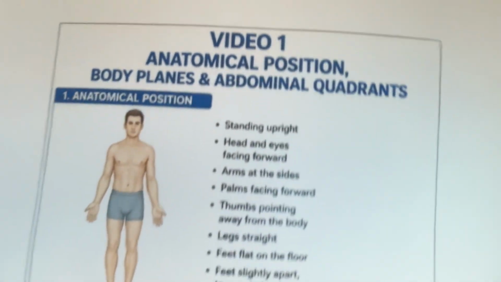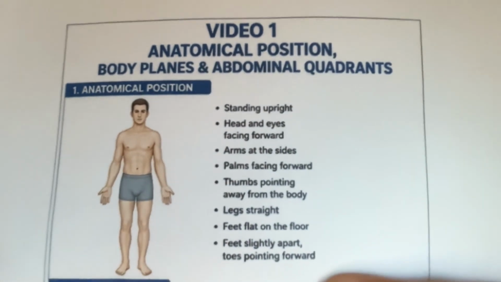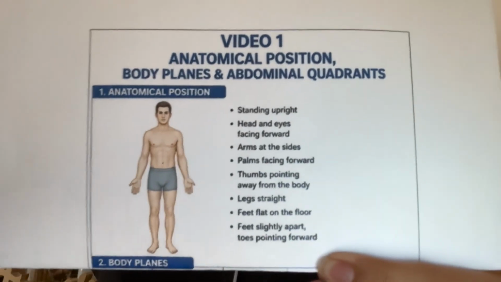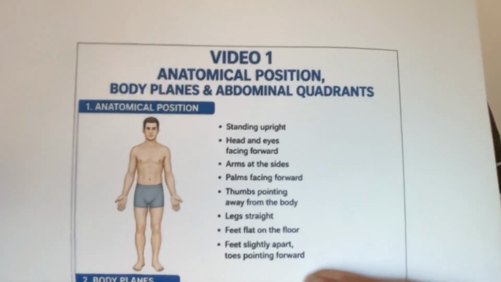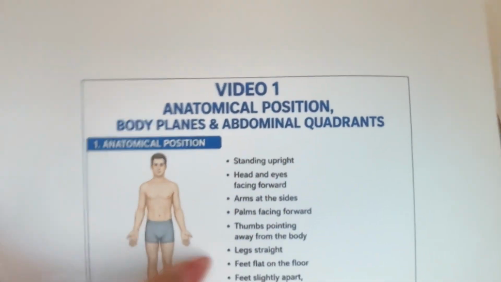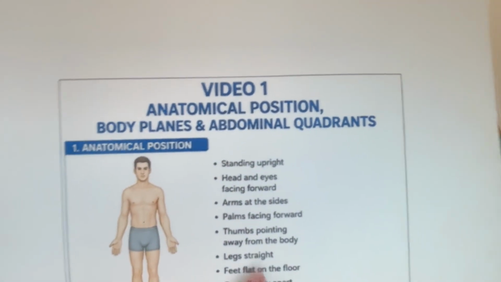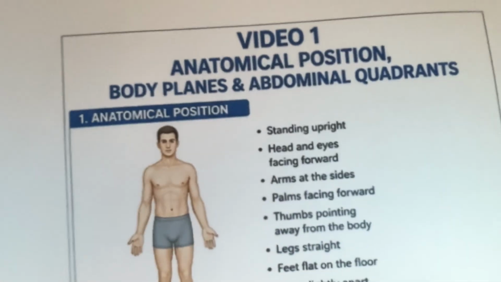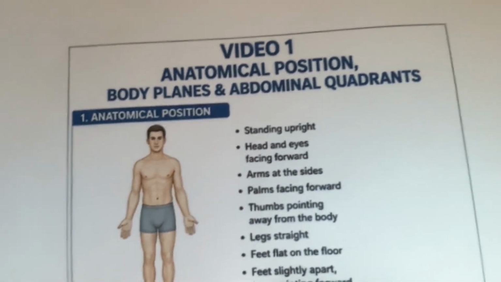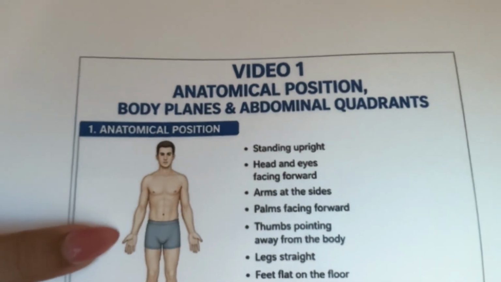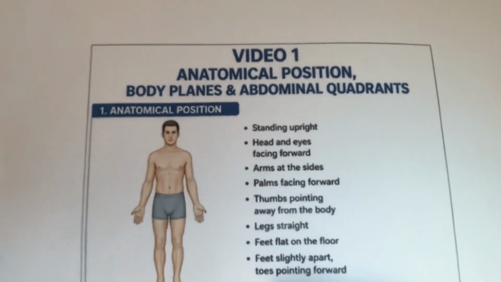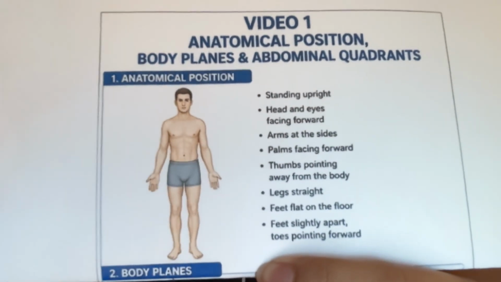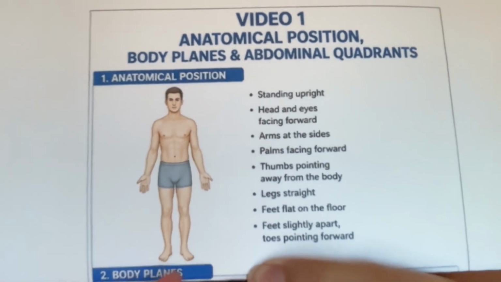The characteristics of the anatomical position are that the body is standing up straight, the head and eyes are facing forward, the arms are resting on each side, and the palms are facing forward, as we see in the picture here. The thumbs point away from the body, and the legs are straight. The feet are flat on the floor. The feet are also slightly apart from each other.